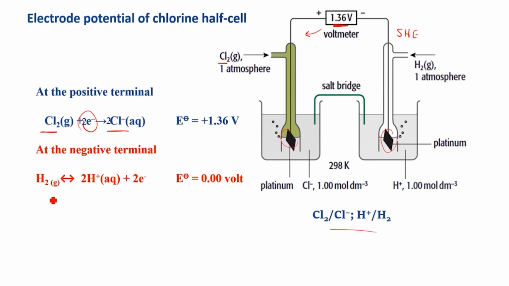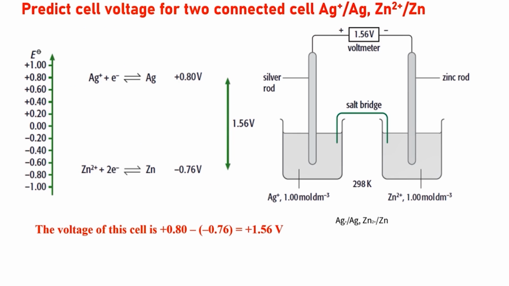We can use the standard electrode potential values to predict the cell voltage. This happens when the two connected cells, both of them are not a standard hydrogen electrode. The difference between the two half cells voltage is called the standard cell potential. We can predict the standard cell potential from knowing the voltage of each standard half cell.